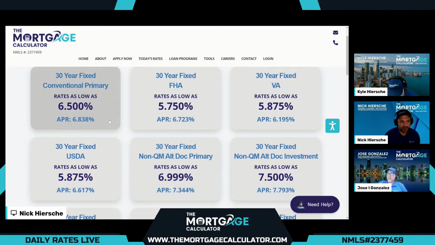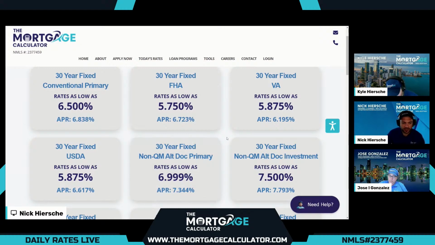So notice we'll compare that to conventional. If our customer doesn't quite qualify for conventional, needs to use alternative documents, it's about a half a point difference there in the final APR. So definitely a great option. We love to solve those problems for our customers that need that extra help.